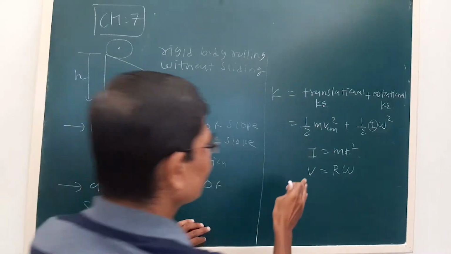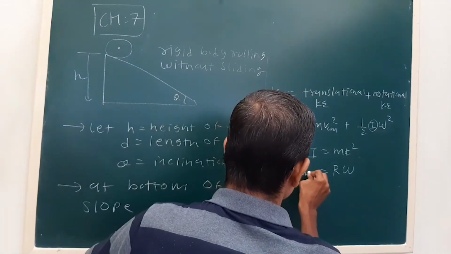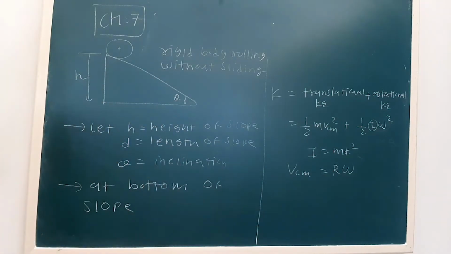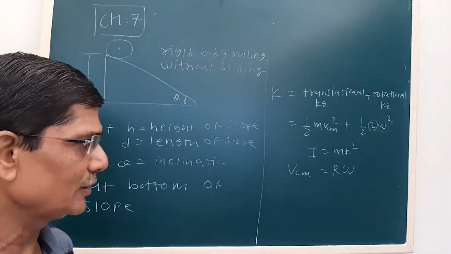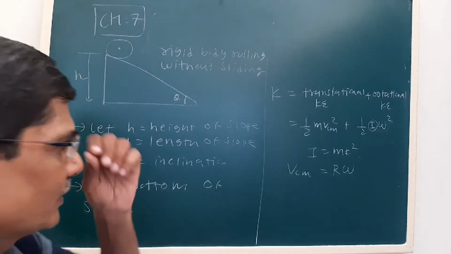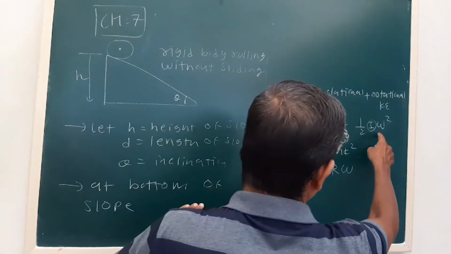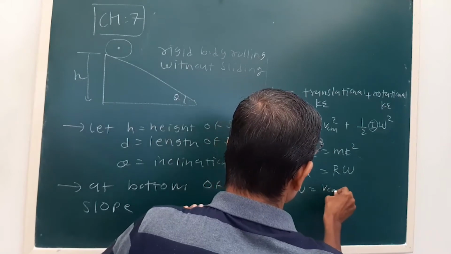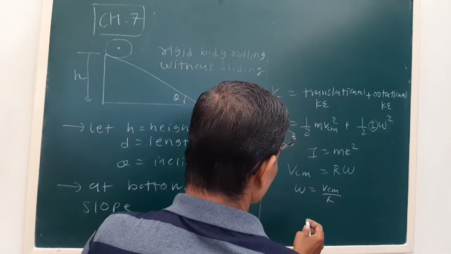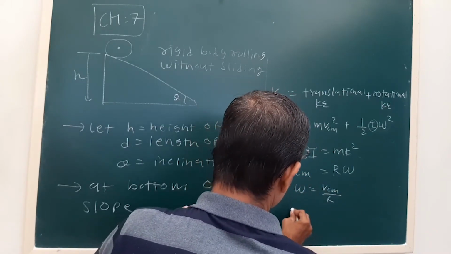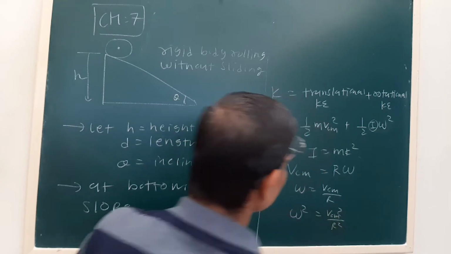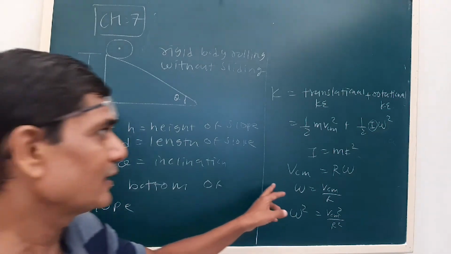Okay, so we can write VCM is equal to R omega. Why? Because we want to represent the equation in terms of velocity of center of mass. And see here it is omega square. So what is omega? Omega is VCM by R, and omega square is VCM square upon R square. We have the equation V is equal to R omega.